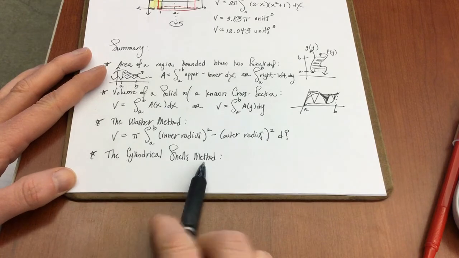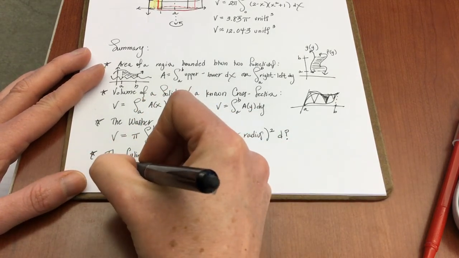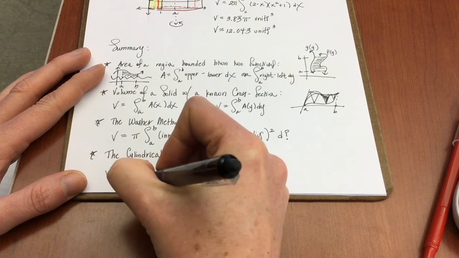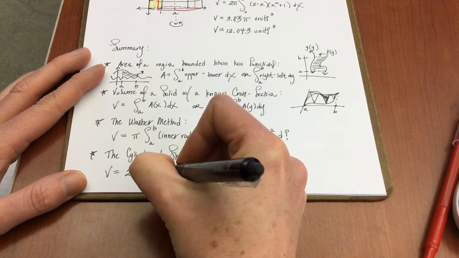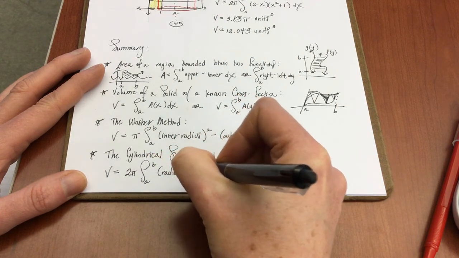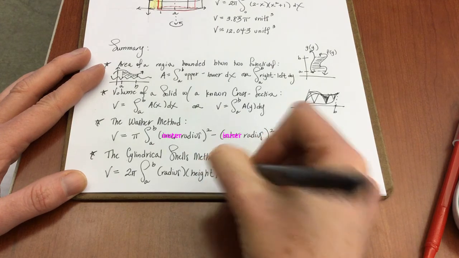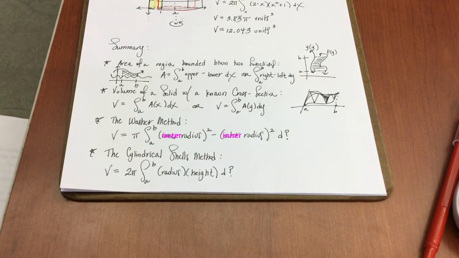All right, cylindrical shells method, that should be the freshest in your mind. That one is 2 pi times the integral from a to b of the radius times the height, both of your cylinder, and then with respect to the appropriate variable. If you've managed to get this far and still haven't memorized those, I highly recommend you do for your sake and happiness in this class.